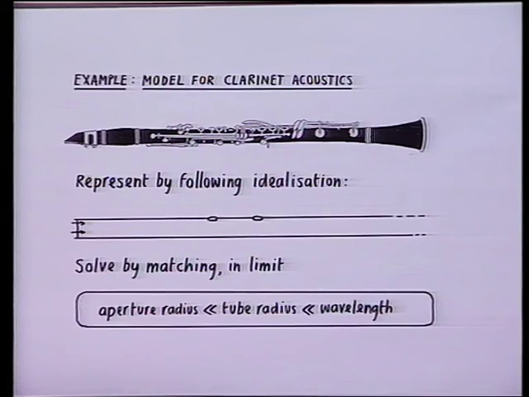And this can be tackled by the method of matched expansions in the limit where the aperture radius, the size of the holes in the side walls of the clarinet, is much less than the tube radius, and these are much less than the wavelength. The wavelength of the sound being, roughly speaking, comparable to the length of the instrument. How do we do that?